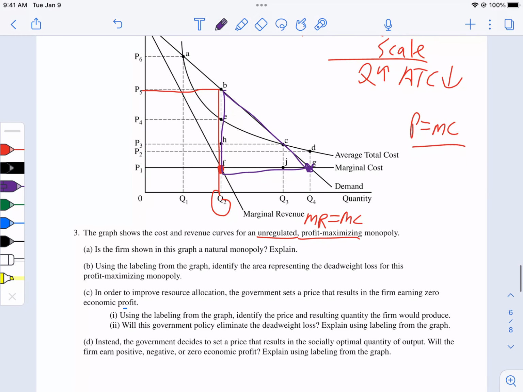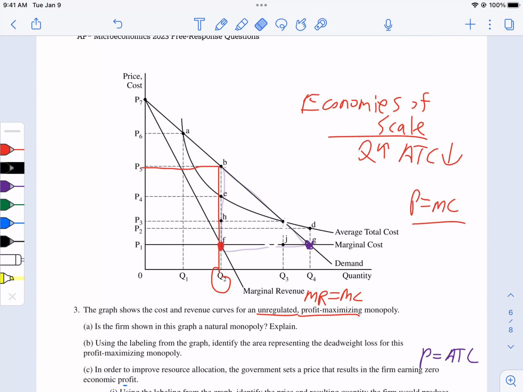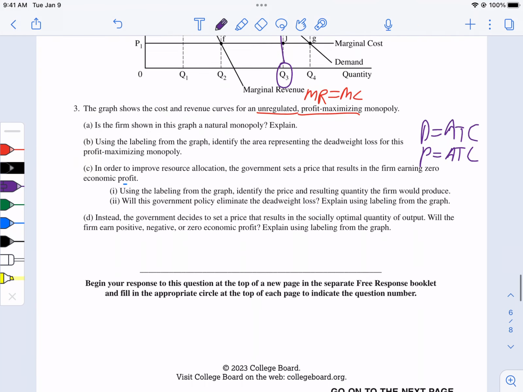Part C, to improve resource allocation, the government sets a price ceiling, or sets a price that results in the firm earning zero economic profit. That would be price equals ATC. Using the label in the graph, identify the price and the resulting quantity that the firm would produce. So if they did price equals ATC, that happens where demand equals ATC. So that happens at point C. So what's your price there? Well, my price would be P3 and my quantity would be Q3.